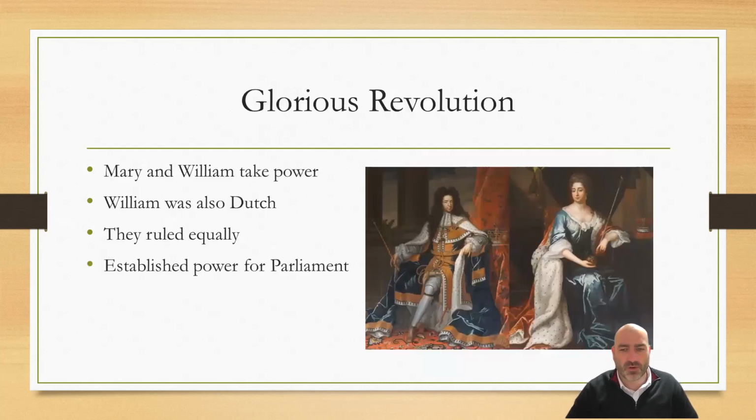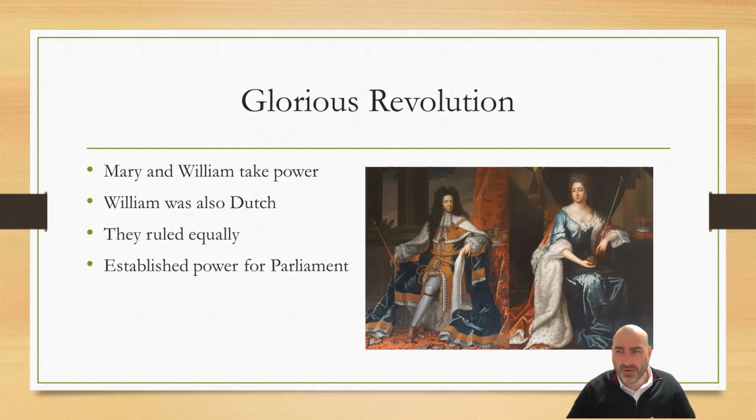So now we have what we call the Glorious Revolution. And the Glorious Revolution was the relatively peaceful removal of King James and his replacement by William of Orange and his wife, Mary. So, of course, this stabilized the country in some way. And this revolution had some very important outcomes that shaped the course of British history.